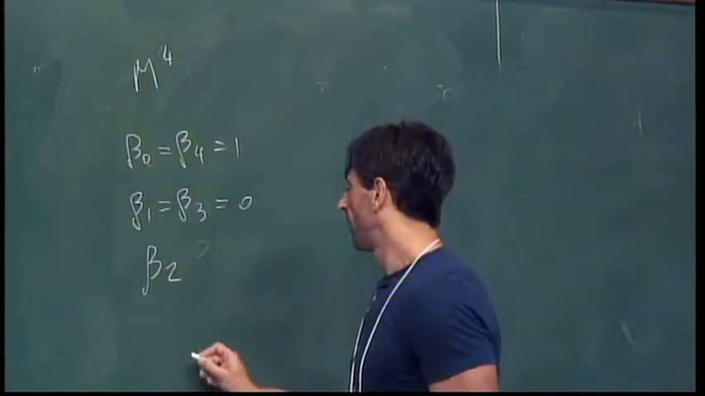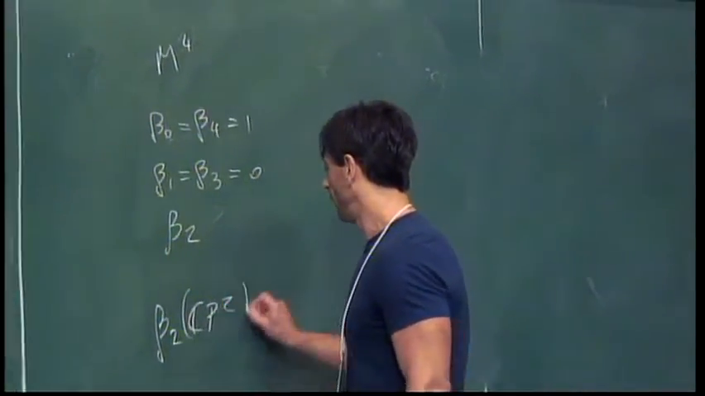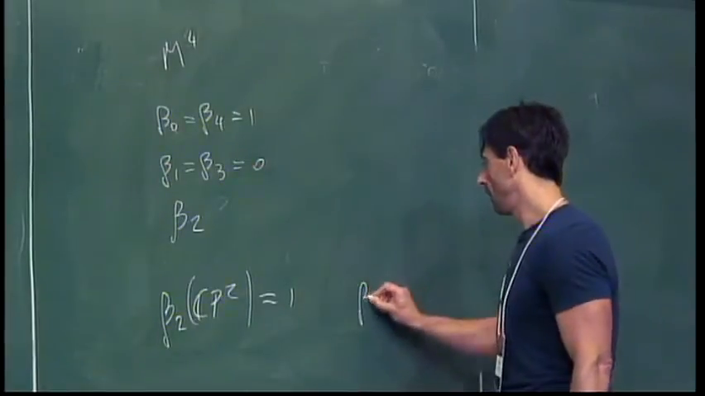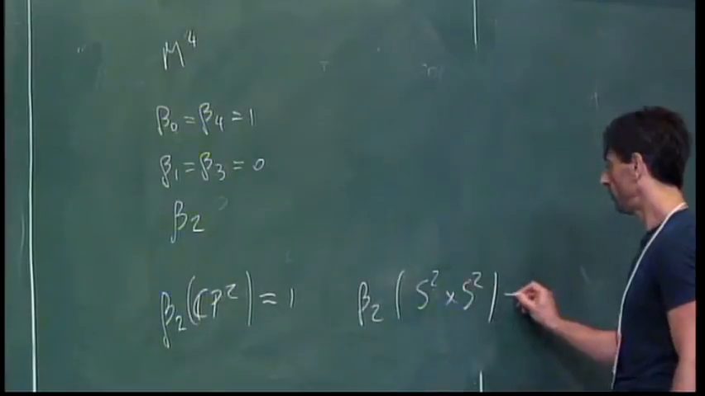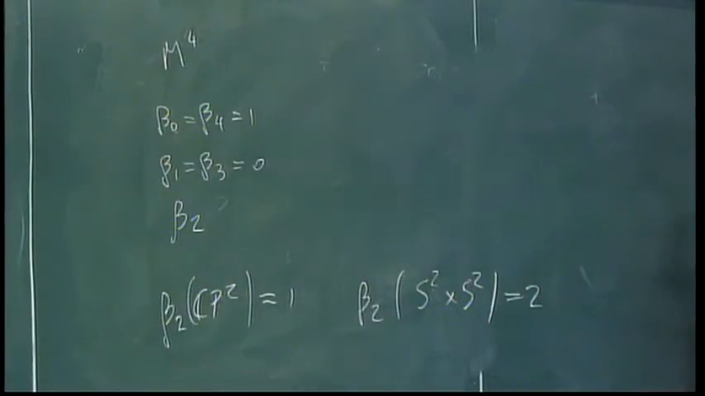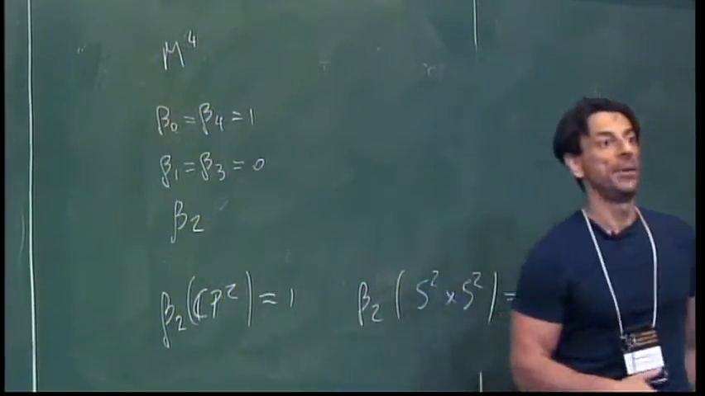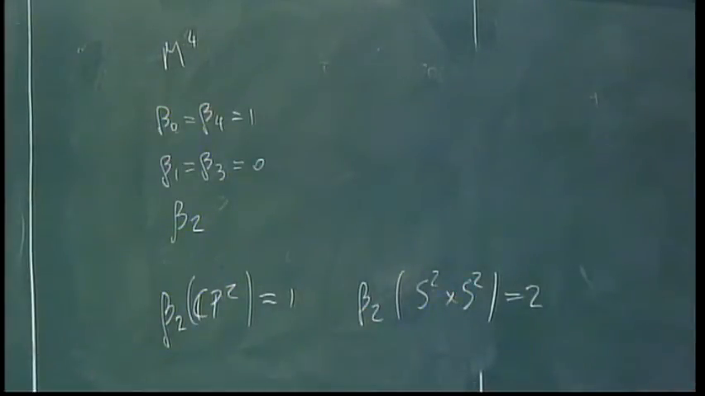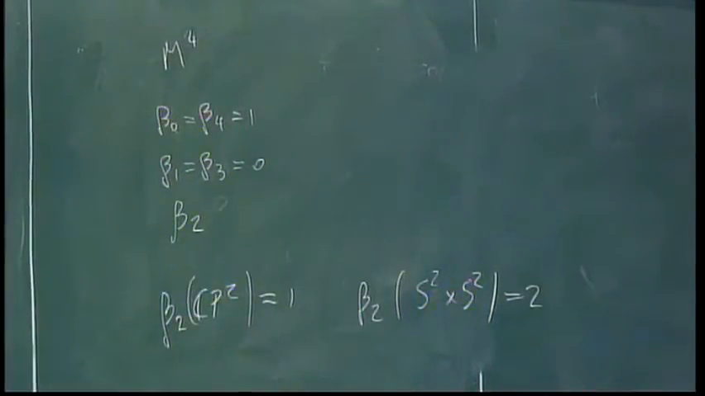And beta 2 in dimension 4 is additive under connected sums, right? So you can make connected sums of CP2. Remember that beta 2 of CP2 is equal to 1, and then there's another model which is S2 times S2, and beta 2 of this is equal to 2, okay? So if you make a connected sum of any number of S2 times S2 and an even number of CP2s, then you have manifolds that satisfy this condition, okay? This is all I wanted to say about topology. Easy enough, right? Okay.